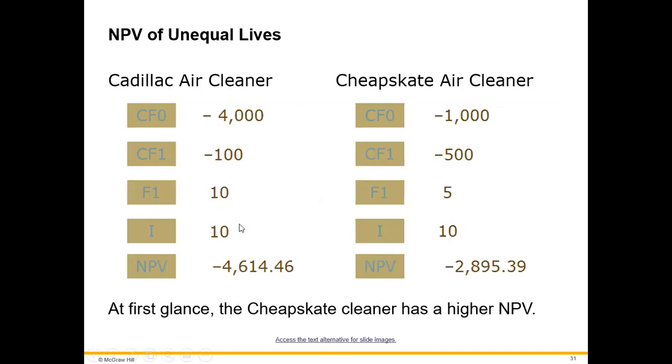that the net present value for the Cadillac air cleaner is negative $4,614.46. Where the cheapskate cleaner, given its variables, has an NPV of negative $2,894.39. So it would appear that the cheapskate cleaner has the higher NPV because it's the lower of the two negative numbers. But does it?